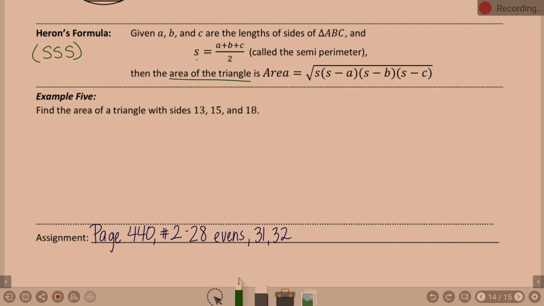So last formula was, okay, how can you find area of a triangle with a side angle side setup? Here is how can you find area of a triangle with a side, side, side setup. So try a quick example here. Find the area of the triangle with sides 13, 15, and 18. What are 13, 15, 18? They are my ABCs. Okay? Before you can use your formula, you have to know S. How do I find S?